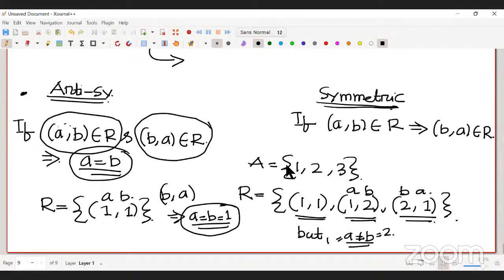So what about this relation? It is anti-symmetric. The previous one, 1 comma 1, means it is reflexive, an identity, and symmetric. Is it transitive or something? No, I don't want to go into all these things. It is satisfying multiple properties.